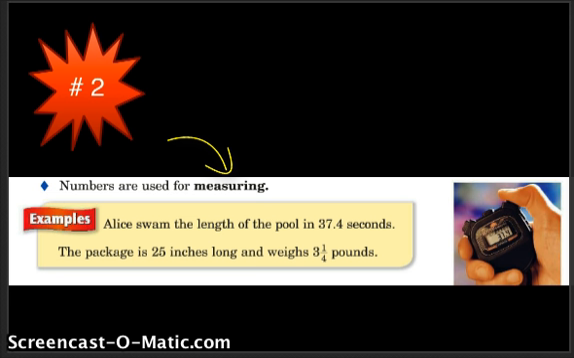The second purpose of large numbers are used for measuring. So let's again look at the examples. Alice swam the length of the pool in 37.4 seconds, or 37 4/10 of a second. So this use of numbers was to measure the amount of time it took her to swim the length of the pool. Our second example says the package is 25 inches long and weighs 3¼ pounds. These numbers are used to measure the amount of time and the length and the weight of an object.